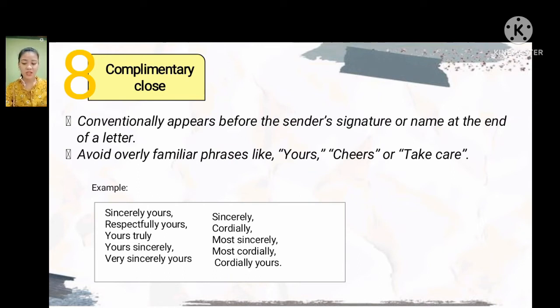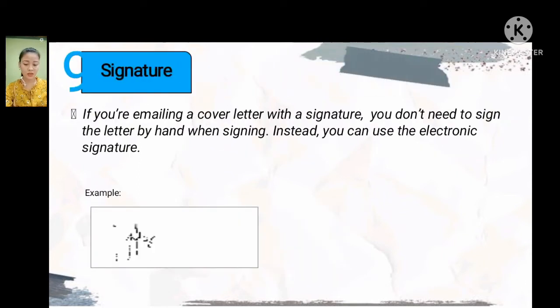Next one is the signature. The signature simply means your sign or your signature. Also, everyone, if you're going to submit your application letter physically, you could sign your cover letter with blue or white ink. And if you're emailing a cover letter, you don't need to sign the letter by hand. Instead, you can use an electronic signature or e-signature.